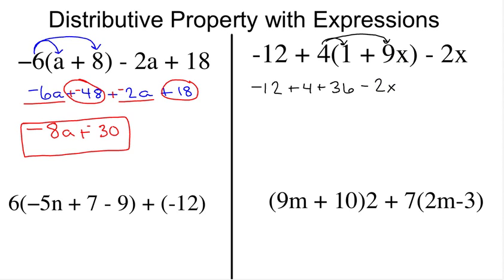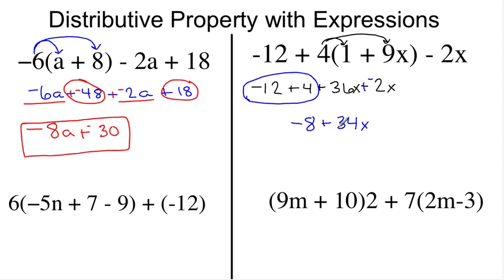I'm going to look for my like terms. Oops, I forgot the x here. Good thing I caught that. Now I need to look for my like terms. Looking for my like terms in this example, I see my constants right here. 12 negatives and 4 negatives will leave me with 8 negatives. 36x plus a negative 2x. 36x plus a negative 2x is 34x.